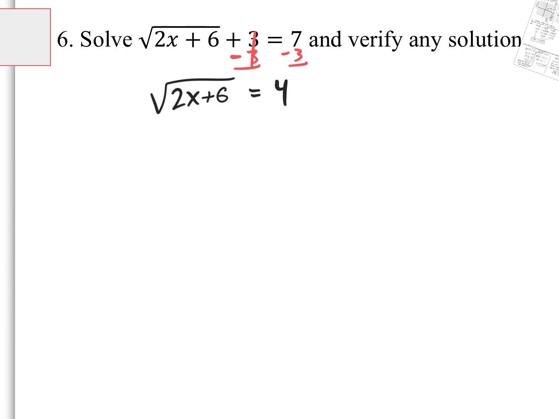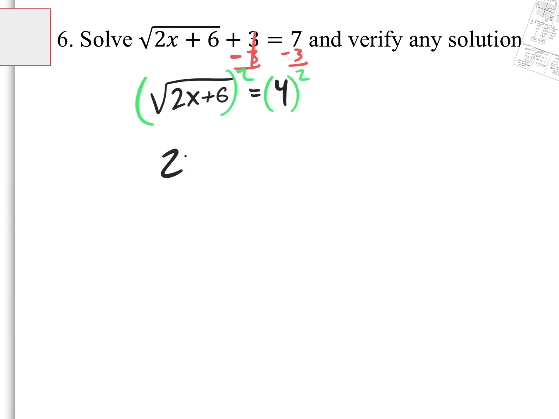Now that it's isolated, you could get rid of the square root by doing the opposite of a square root. What is the opposite of a square root? It's the power of 2. So you're going to put the power of 2 here, and what you do to one side, you do to the other side. So the square root and the square undo themselves.